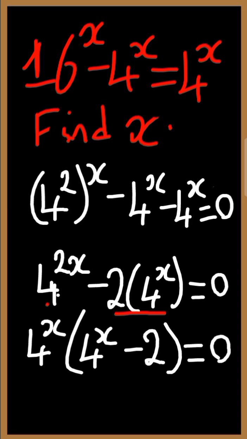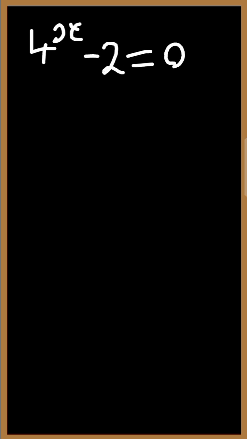At this level, if this product at the left hand side is equal to 0, it therefore means either 4 raised to the power x is equal to 0, or 4 raised to the power x minus 2 is equal to 0. If we take the first one, take a star, we have 4 raised to the power x is equal to 0.